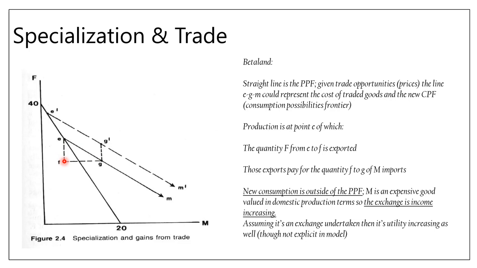Well, now you have enough food to exchange with Alpha Land, and that exchange, with that country paying the price that they would pay domestically, should move you all the way out to point G. Okay, so you'll now be getting more machines. So you take some part of your food and trade it, and you get this many machines, and you are now outside of your production possibilities frontier.